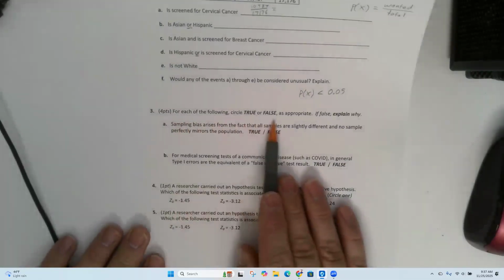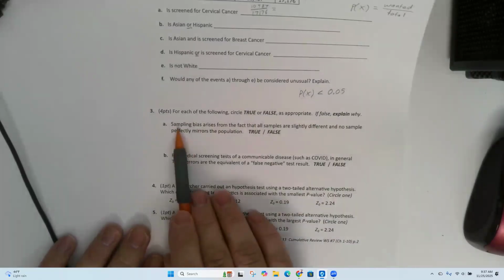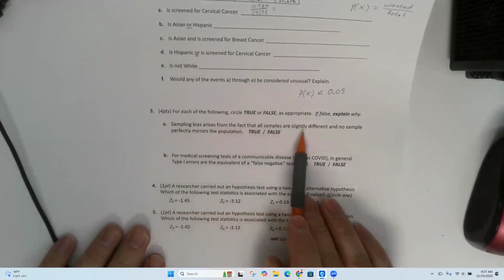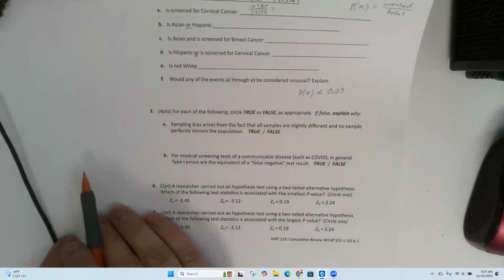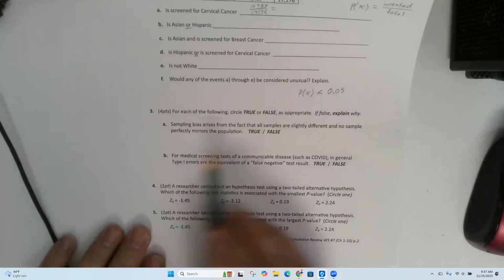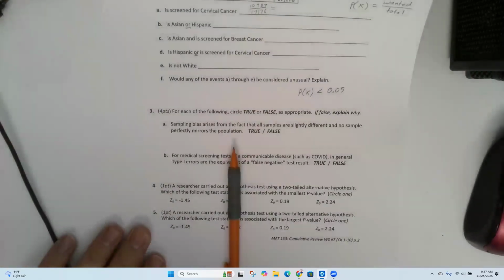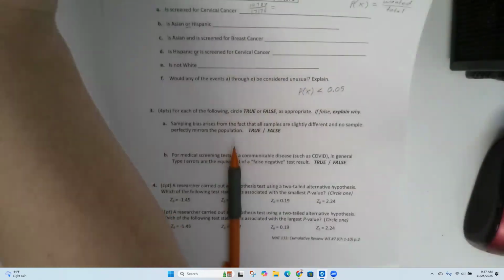For each of the following, circle true or false as appropriate. If false, explain why. Sampling bias arises from the fact that all samples are slightly different and no sample perfectly mirrors the population. True or false? Do you guys know the answer for this one? 3A, do you think true or false?